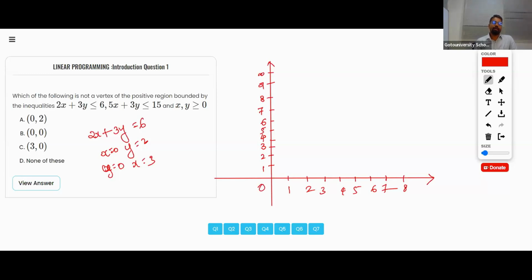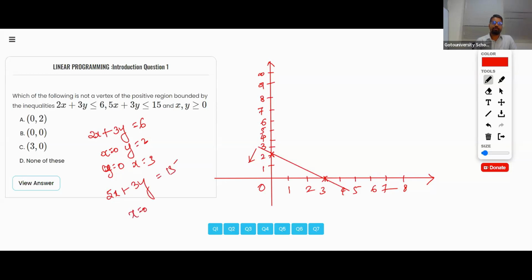One of the lines will be going through 0 comma 2, and 3 comma 0. So this first line is passing through 0 comma 2 and 3 comma 0. Assuming this is a straight line, this is one condition, and it is saying less than 0, so it has to be on this side.